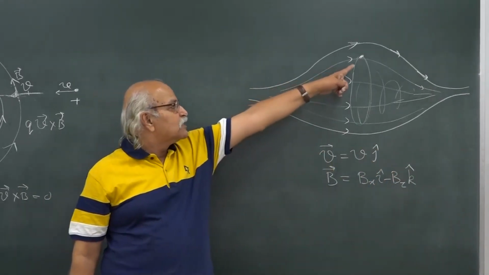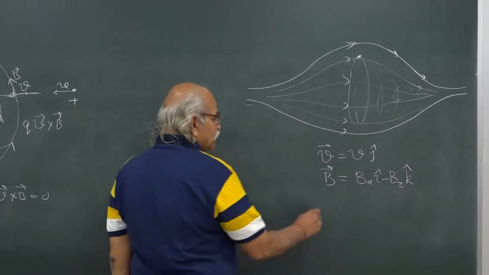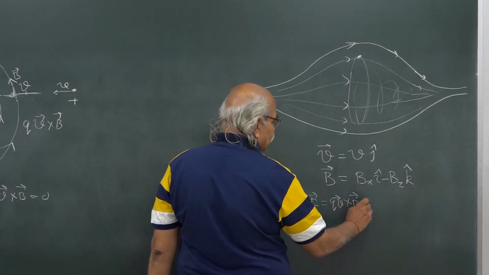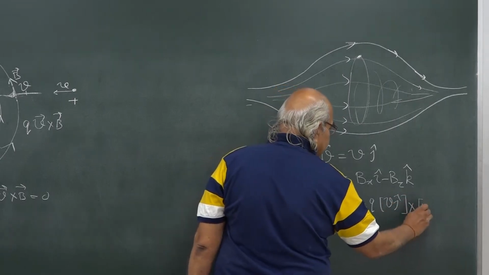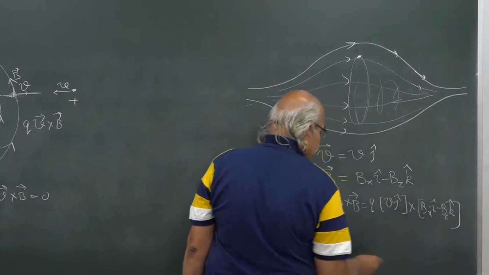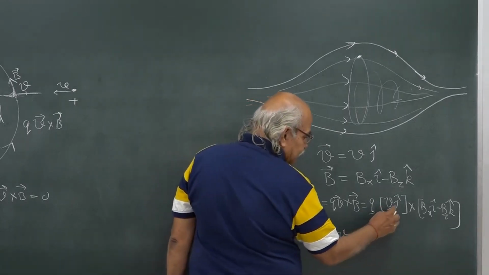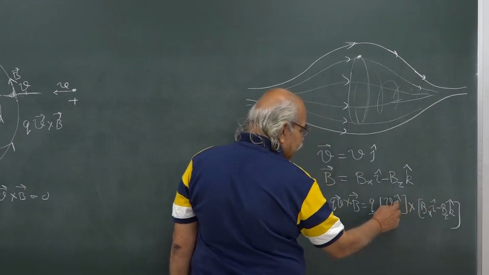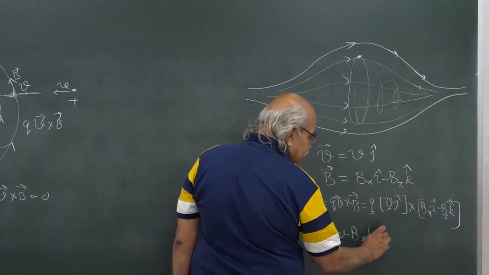What is the force on this particle here? The force will be q v cross B, and q v cross B will be q, v is v j cap, cross Bx i cap minus Bz k cap. So q into v, then j cap here, i cap here, j cap cross i cap is minus k cap. So, it is Bx and then minus k cap.